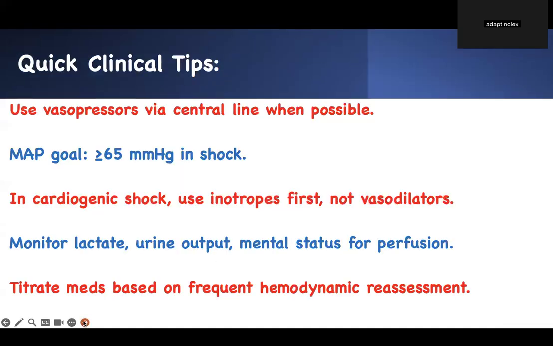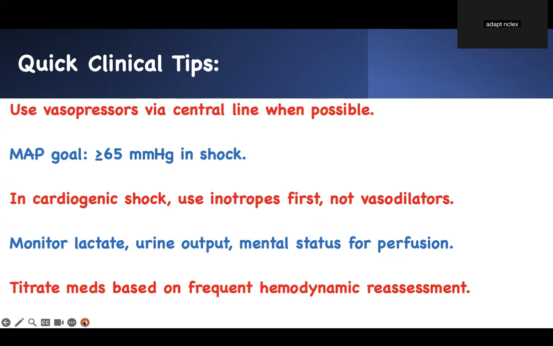The first thing we will do is to know the quick clinical tips. This is what you're going to use to answer some key questions. Always use vasopressin via a central line. It's a trap. Always, you have to know that. Don't pick a peripheral line when possible. If you have a choice, use a central line.